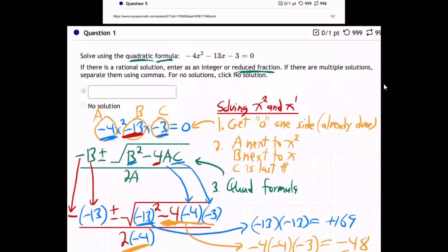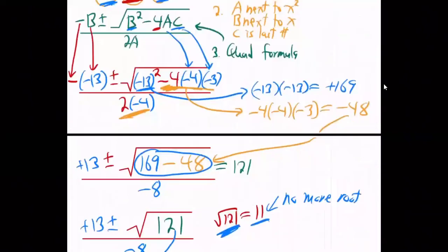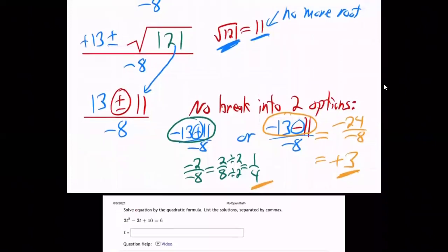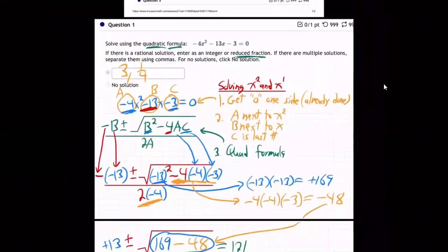How do we put those in? Separate by comma, positive 3, positive 1/4. Either or, you put the 1/4 first, then the 3, it doesn't matter. Those are our 2 answers. Type them in just like that.